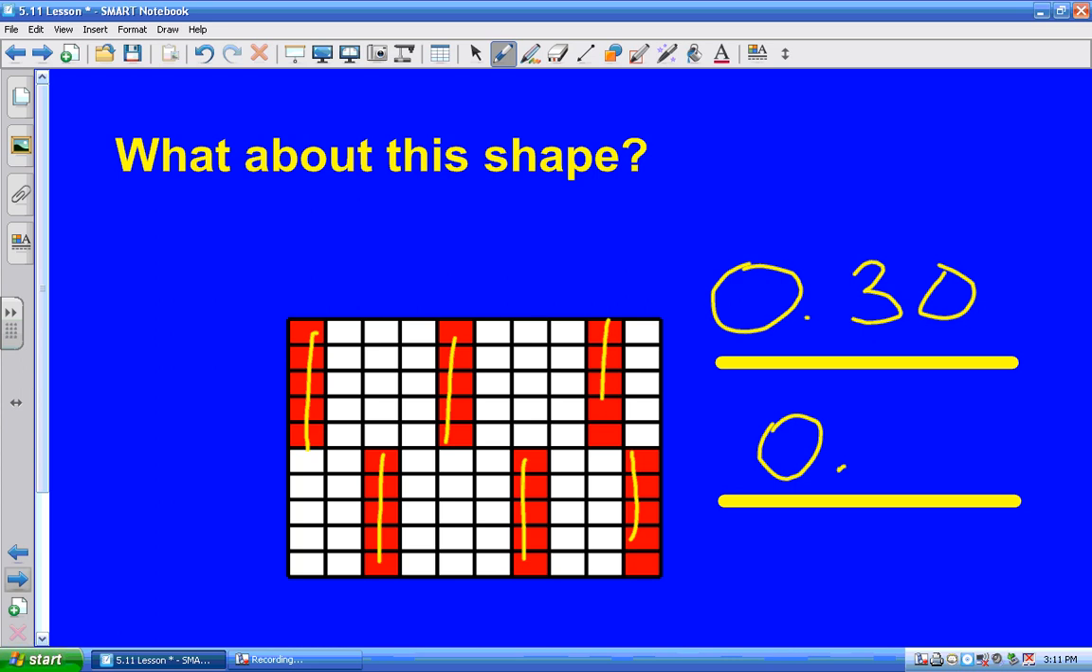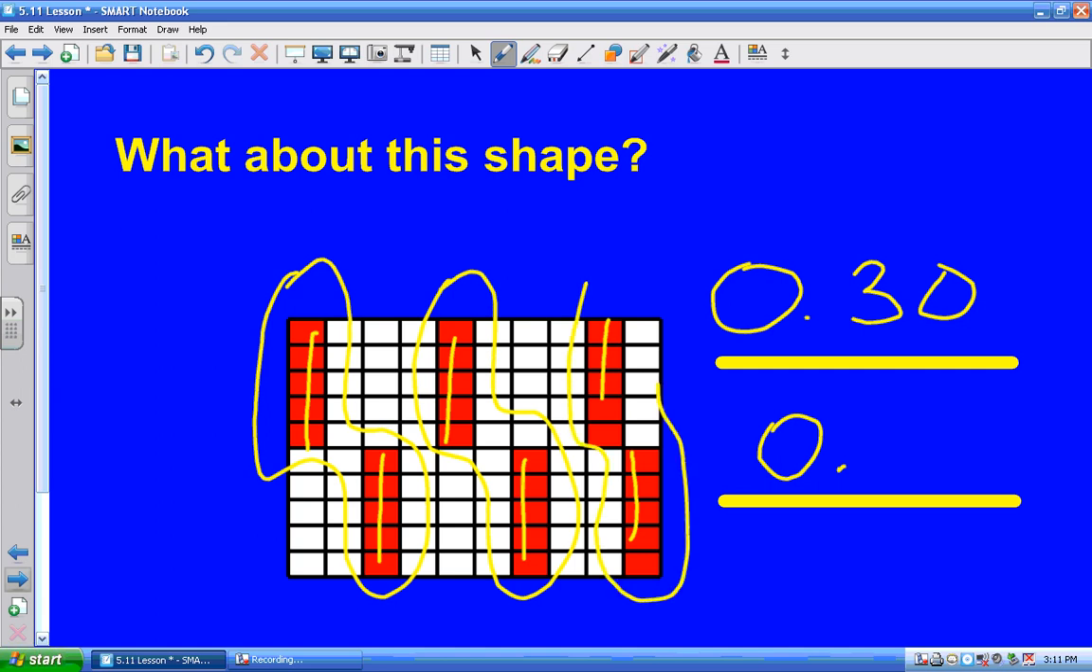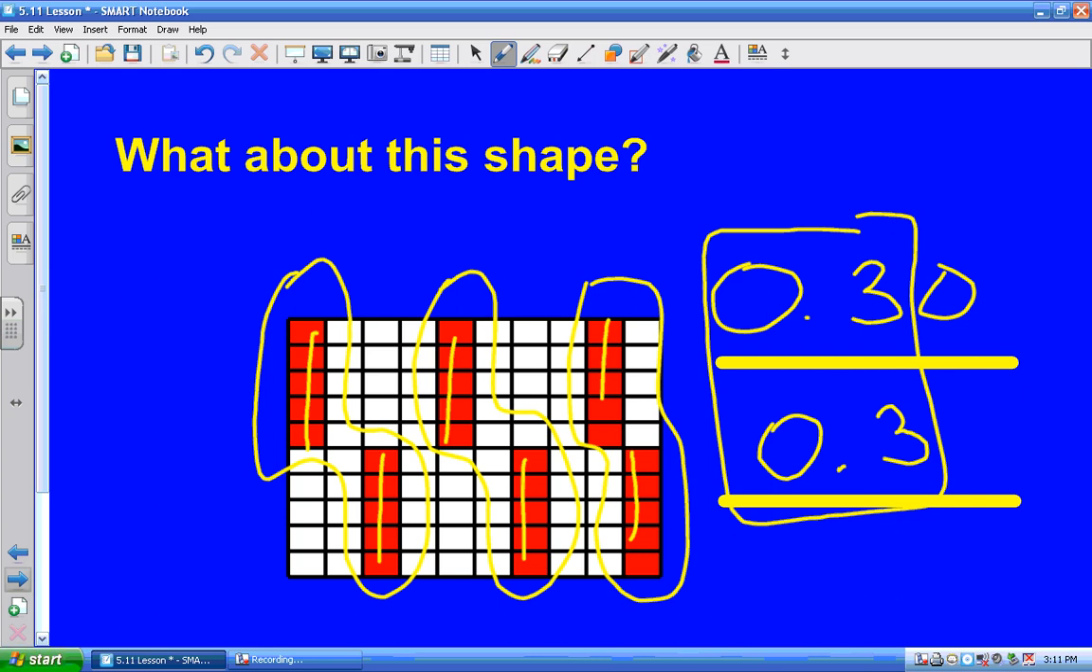Well, just give her a second. She's thinking. Okay, I mixed up. Well, 0.3. Just think of it counting this way, Meg. How many columns? 3. So that's 0.3. Do you notice a similarity here?